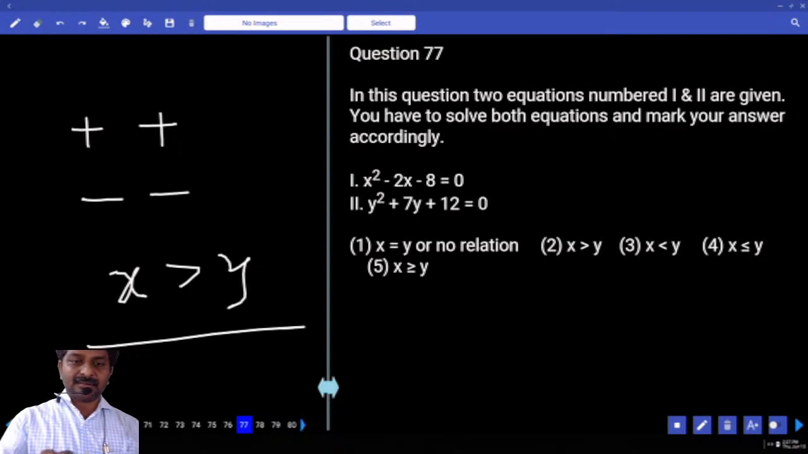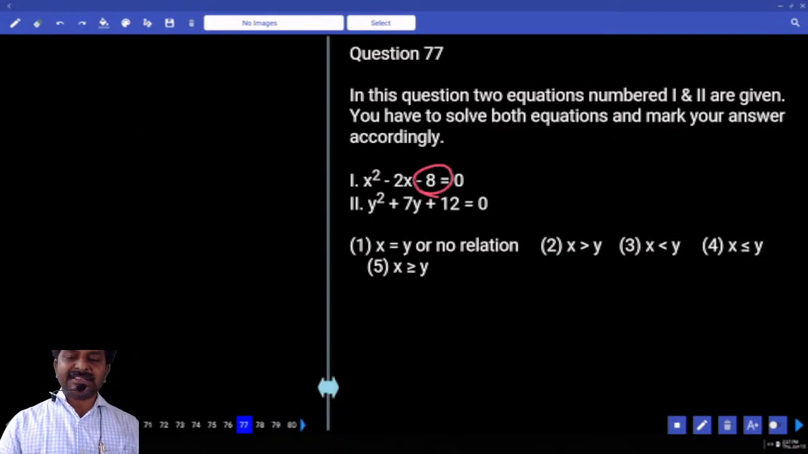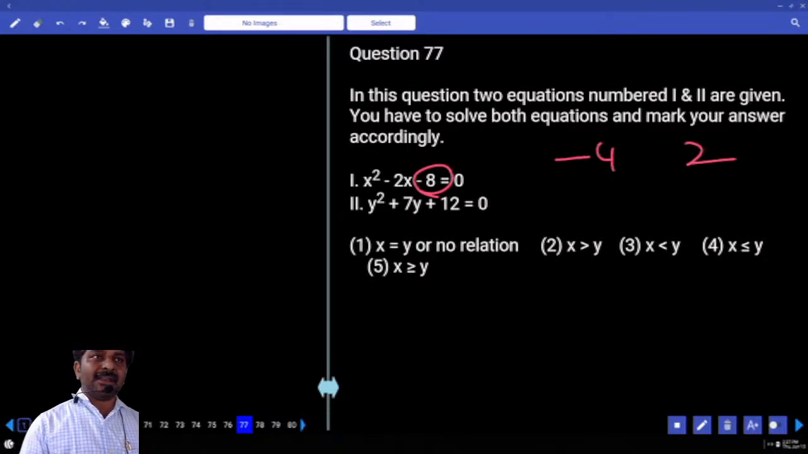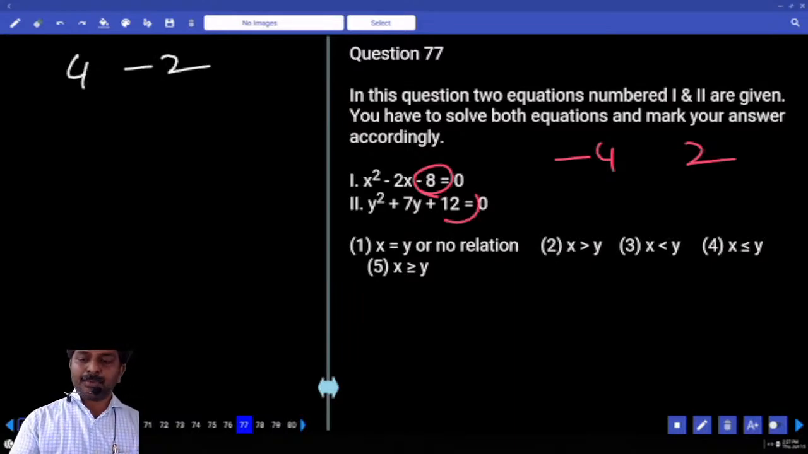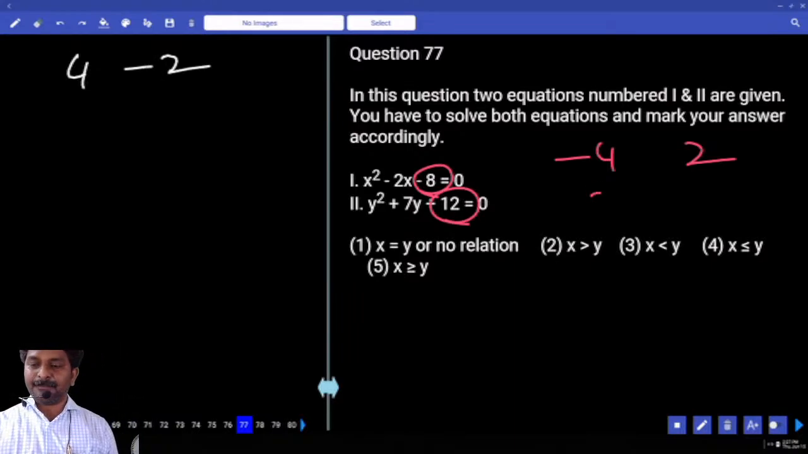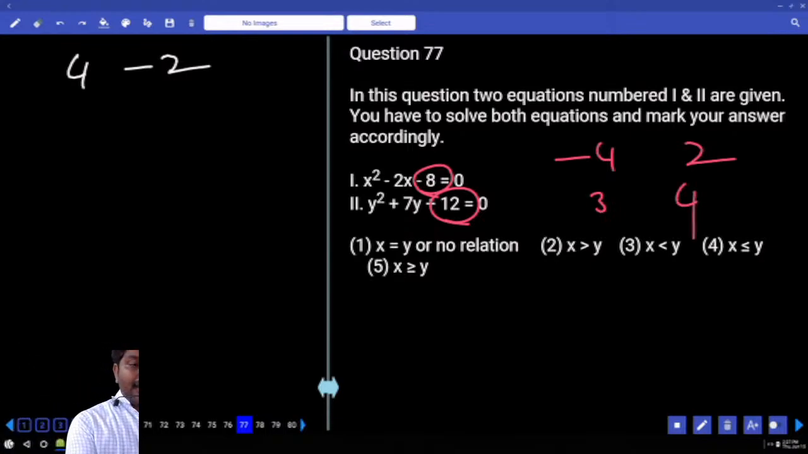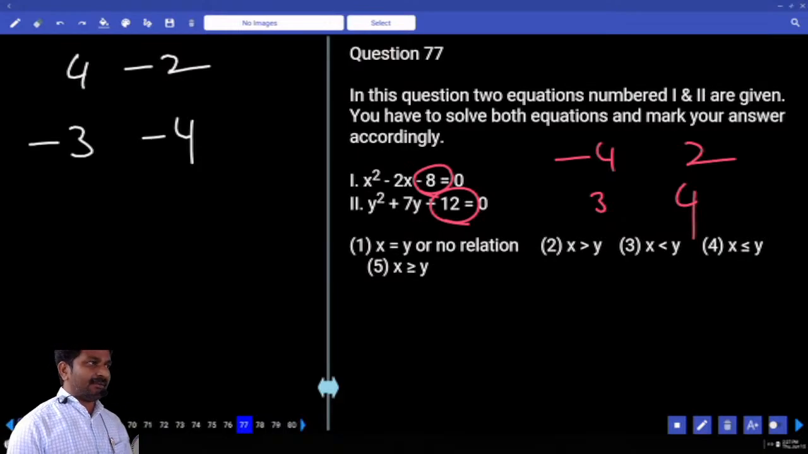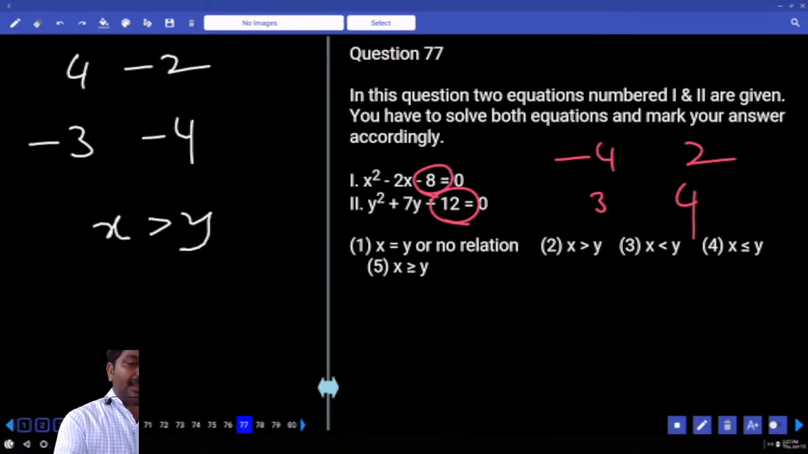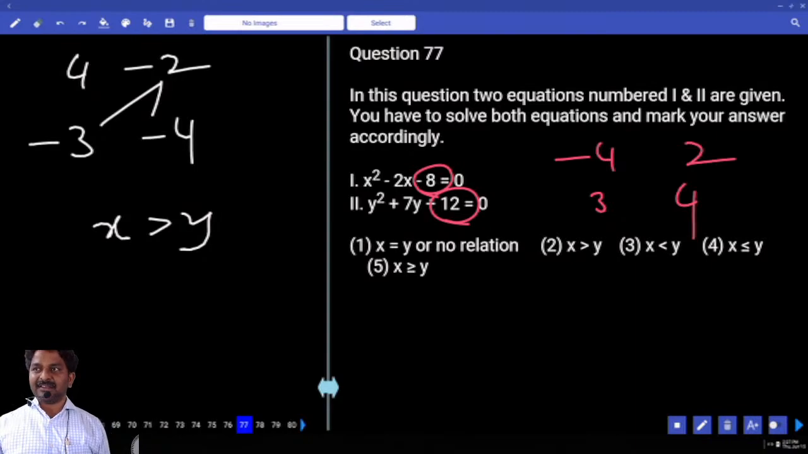Is it a free question? No. Product is a negative number. 4 2 times. Combination minus 4 comma plus 2. Factors are 4 comma minus 2. Product must be 12. Sum must be 7. 3 comma 4. Factors minus 3 minus 4. First of all, x is positive, y negative. X greater than y. Minus 2 minus 3 same, x greater than y. Minus 2 minus 4 same, x greater than y. Yes.